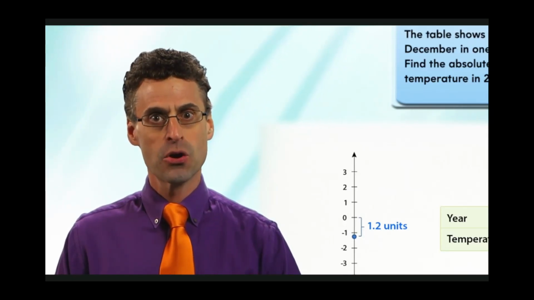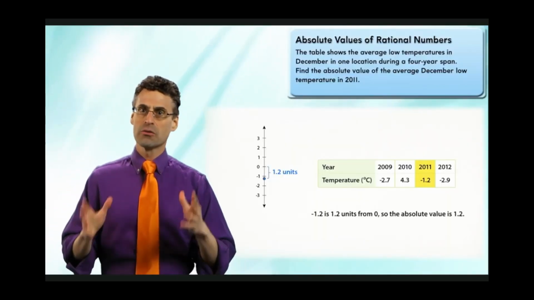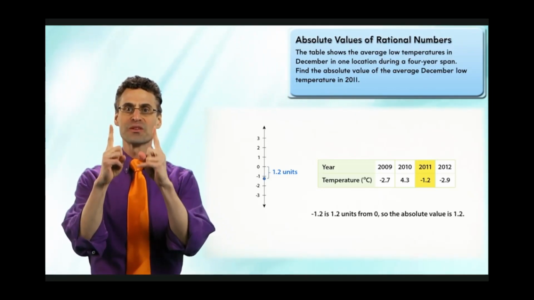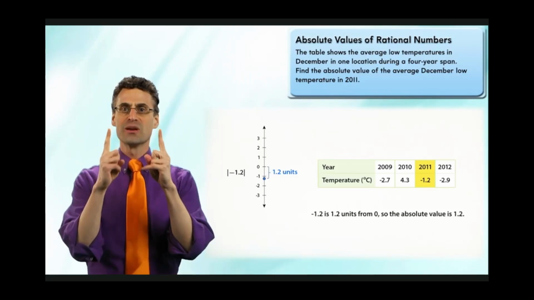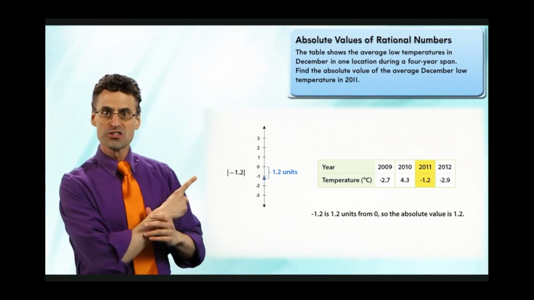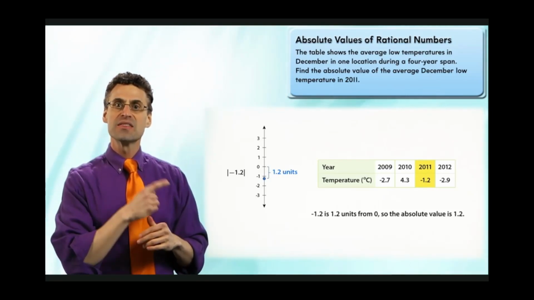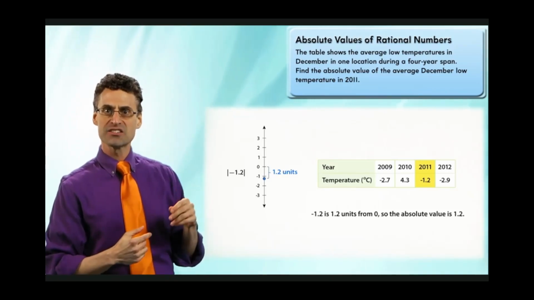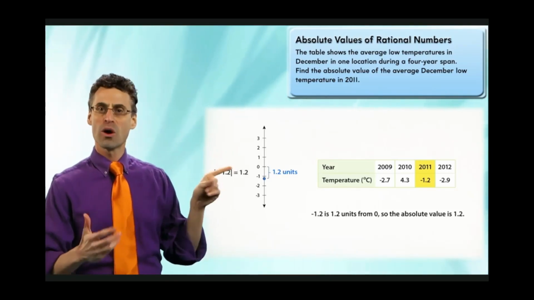It's distance. So in our example, we can write the absolute value. The way we write it is we use these vertical lines. It's kind of fun. We nestle the number in between two vertical lines, and that means absolute value. So when I write that, it means the absolute value of negative 1.2, and we've seen what the answer is. It equals, boom, ta-da, 1.2.